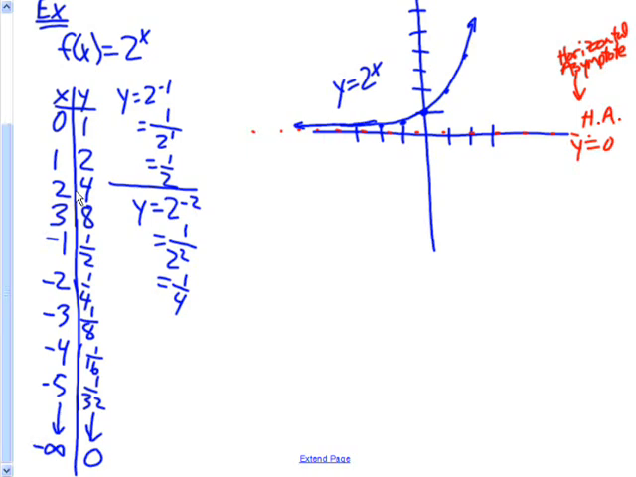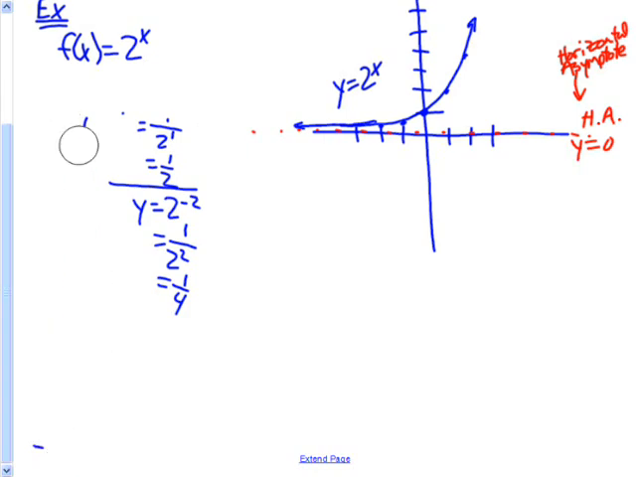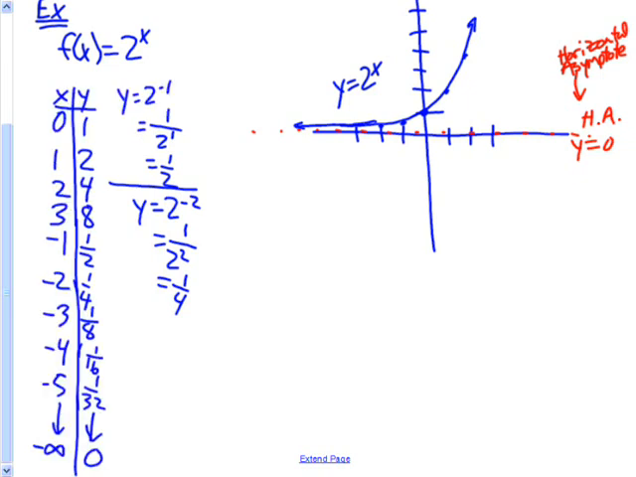So let's consider now a different one here. How about, or you know what, I don't want to do that. I'm going to leave that up there.